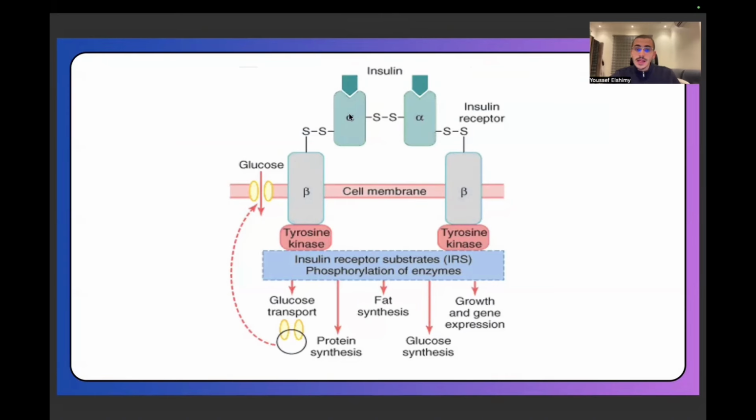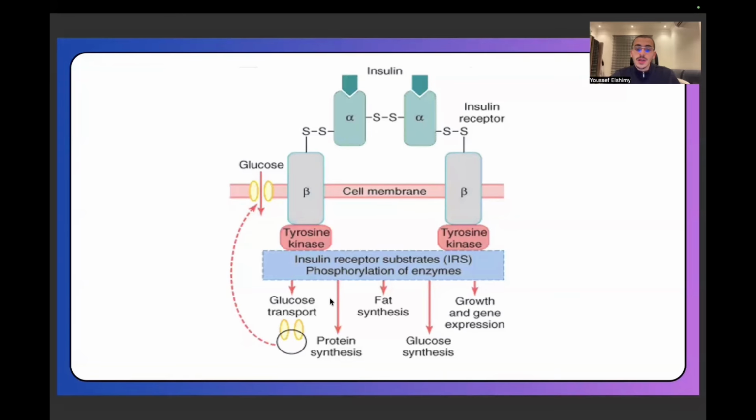It binds to the alpha subunit, and this activates the beta subunit. Beta subunit then causes autophosphorylation of the insulin receptor substrates, and these cause signaling pathways. It causes the translocation of GLUT4 receptors on the plasma membrane in order for glucose to be uptaken by the cell, especially the skeletal muscles, as well as the adipose.